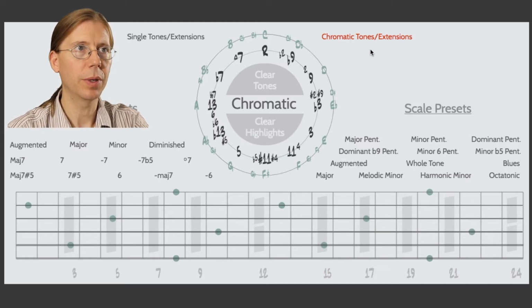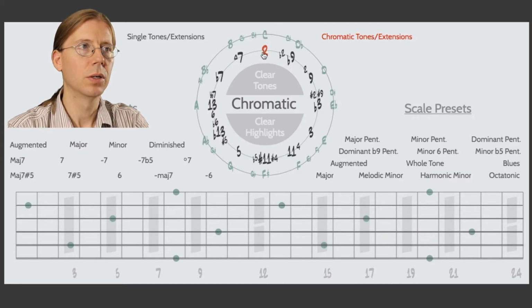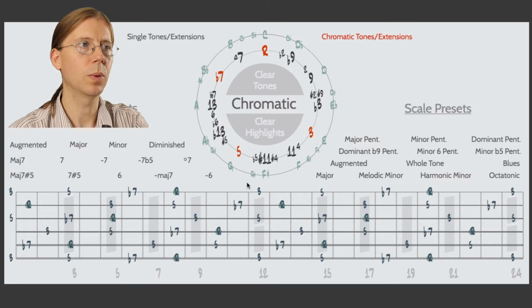So we're starting out here with the chromatic tones and extensions. That's where it defaults to. And it also defaults to C, so all these green dots are C notes on the guitar neck. So then the root note here is C, and you can select really any note that you want.